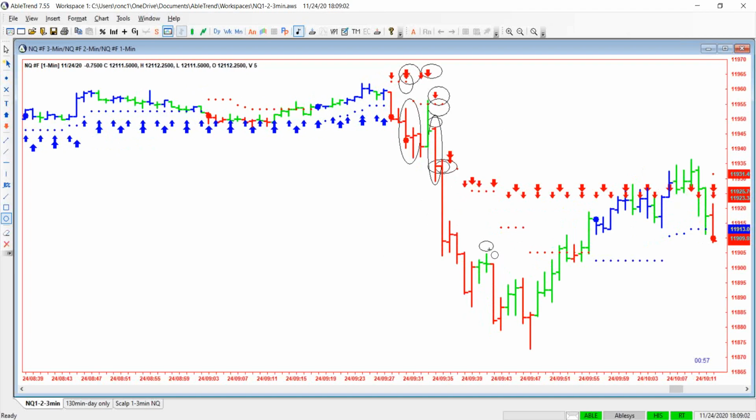So 2 greens, never hit it, went even lower. Great, there's 2 more greens, never hit it again. Well, it might have hit it there. Let's call it that it didn't. There's 2 more greens, and we're stopped out right there.